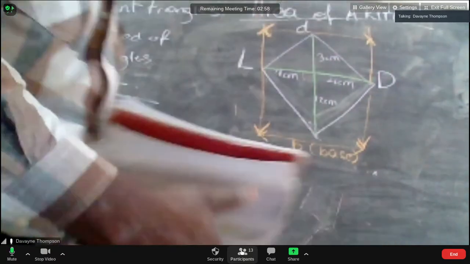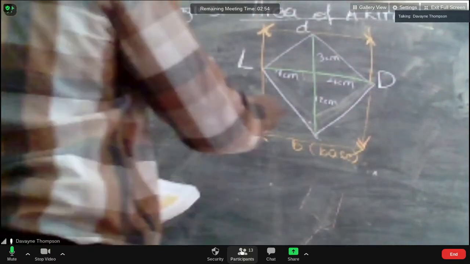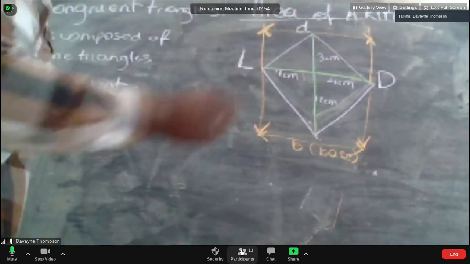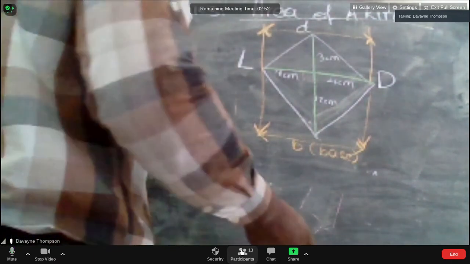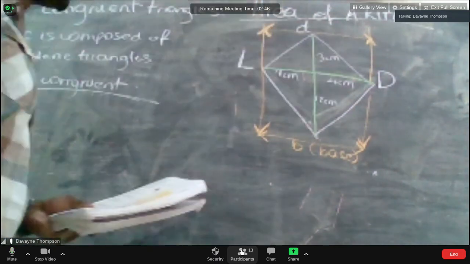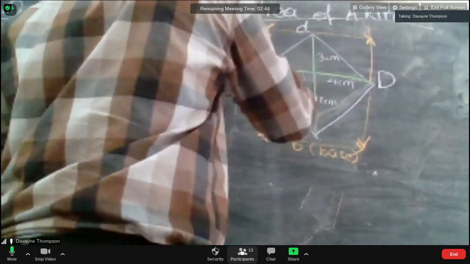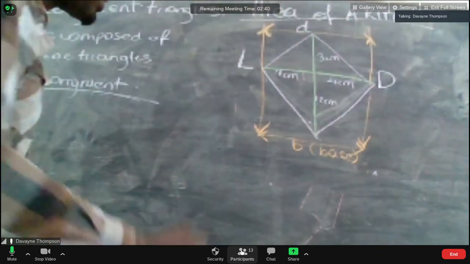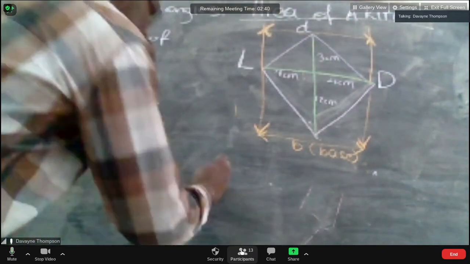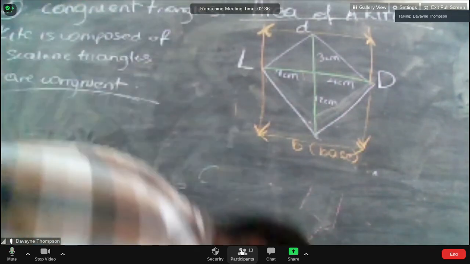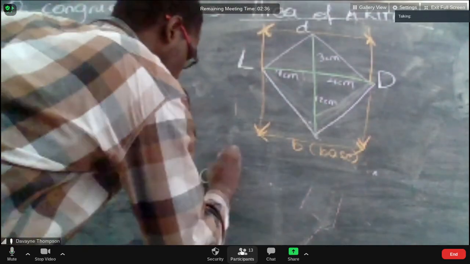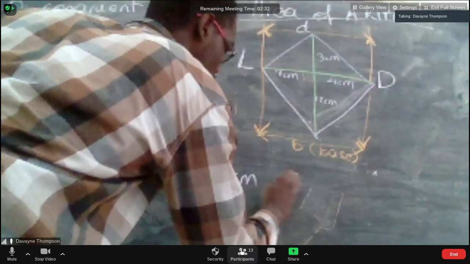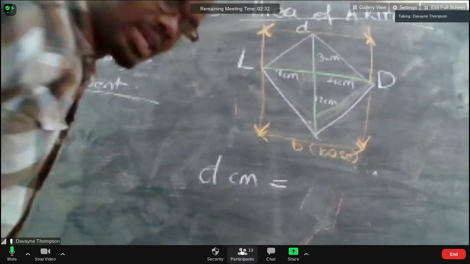My bad. So, now that you get the measurements, let's break the question apart. First of all, look at D for me. D is the distance that goes from here all the way across here. So my question is, D centimeters, what would that be equal to?